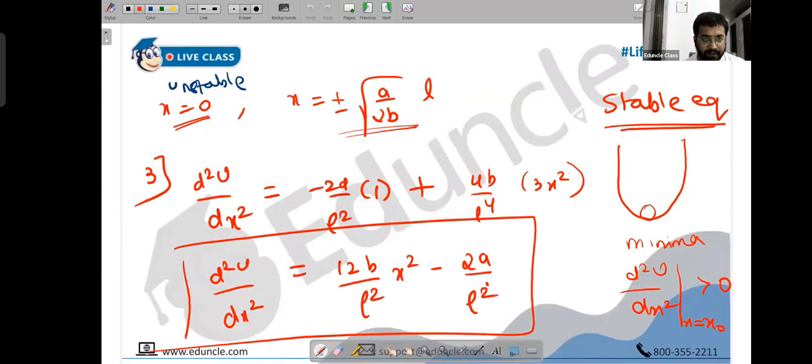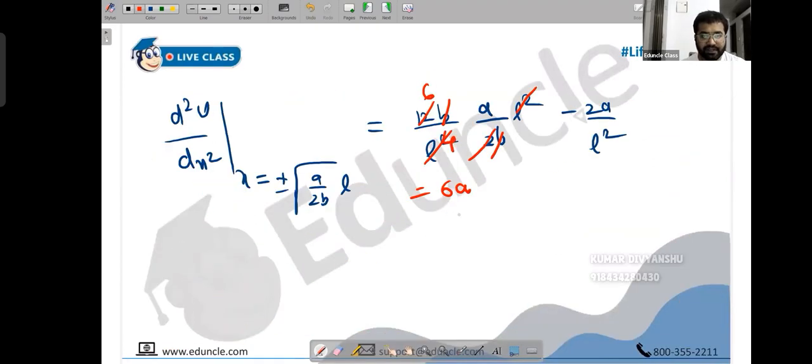Here I've got L is to 4. So this is L is to 4, right? So I've got 6a upon L square minus 2a upon L square. So this becomes 4a upon L square. So this is your k, people.